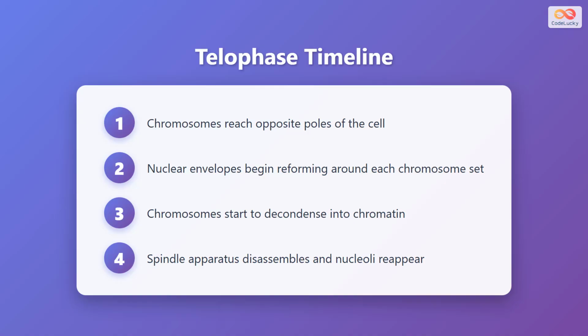Let's walk through the telophase timeline step by step. Step 1. Chromosomes reach opposite poles of the cell, having been pulled there during anaphase. Step 2. Nuclear envelopes begin reforming around each chromosome set, with membrane fragments assembling at both poles. Step 3. Chromosomes start to decondense into chromatin, gradually losing their compact, visible structure. And step 4. The spindle apparatus disassembles as its job is complete, and nucleoli reappear in each new nucleus to resume ribosome production. This orderly sequence ensures that both daughter cells will have functional nuclei.